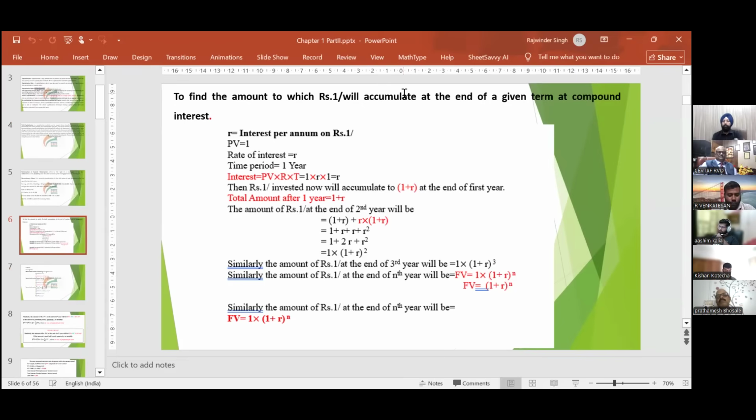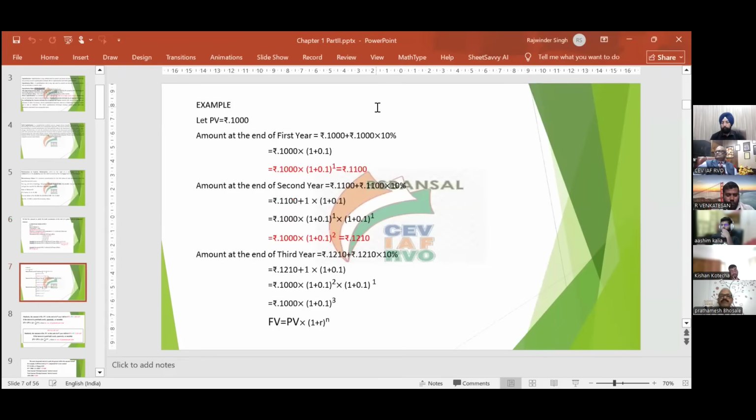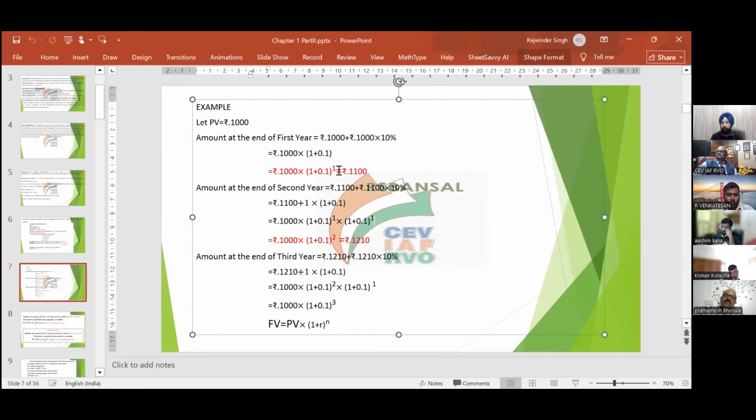Now we will be starting up the basic logic. First formula. The first formula is the compound interest formula. See here, let us suppose we deposit 1,000 rupees in the bank. In the first year, what will happen? And let us suppose the rate of interest is 10%.